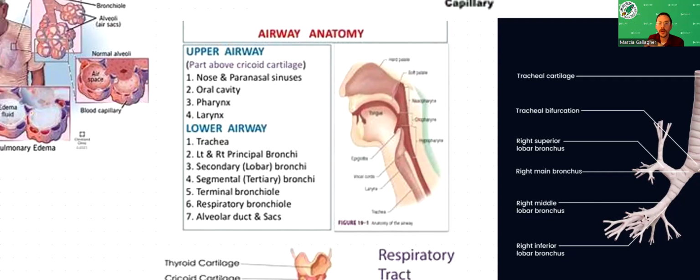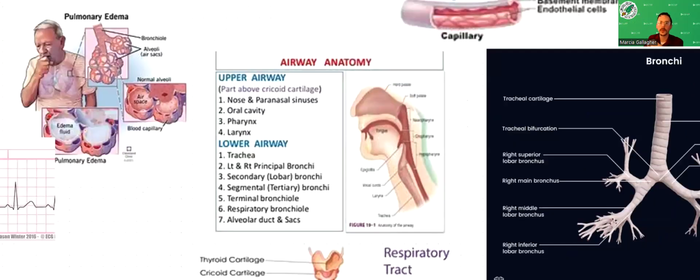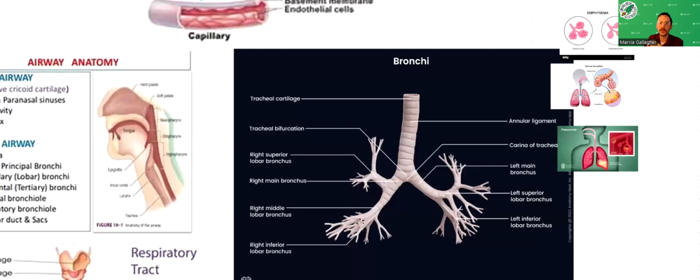Then your lower airway starts with your trachea. You can feel your trachea right here. It's that hard tube that has all those discs on it, those discs made of cartilage. And that goes into your, let's go over here, that goes into your main bronchus.